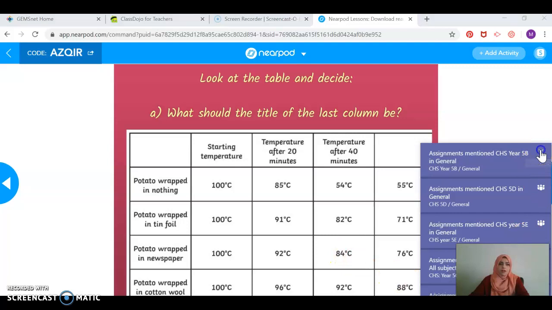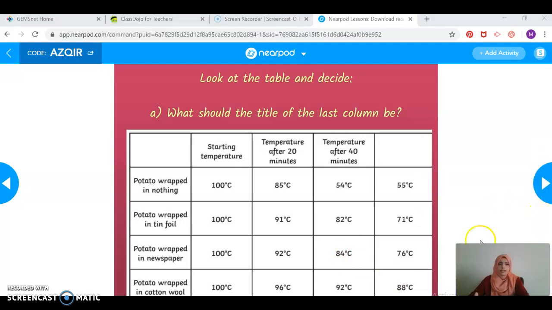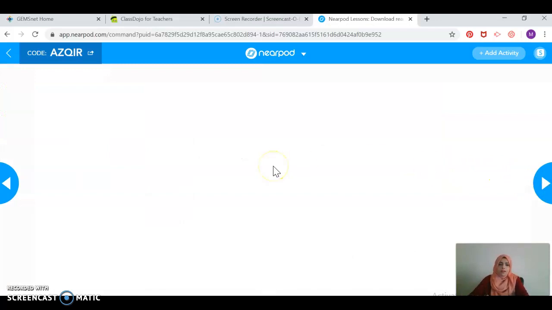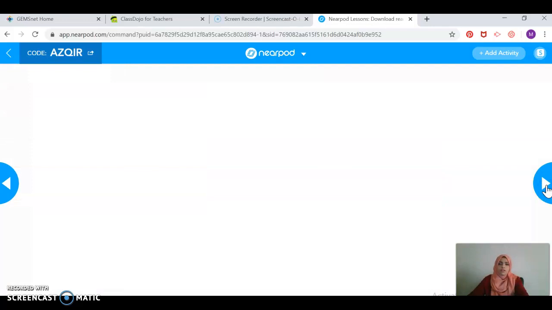Now the last column here is left blank. There is no title here. What do you think should be the title? Look at the pattern here: starting, then 20 minutes, after 40 minutes. So what should be here? Think of that title. Your next question is, what should be the title of the last column? You need to write it here.